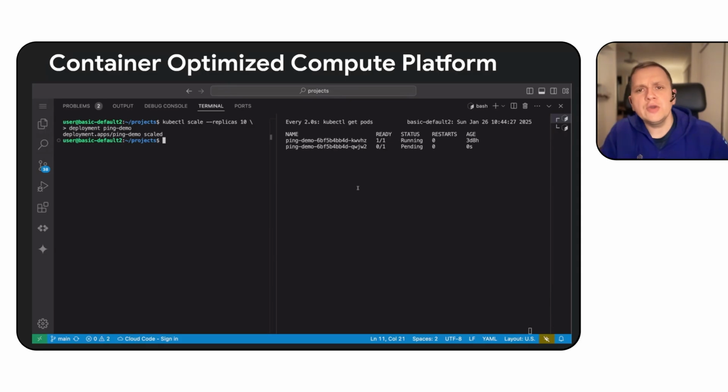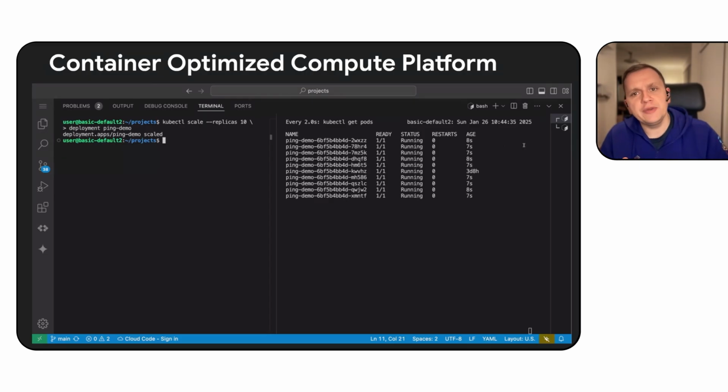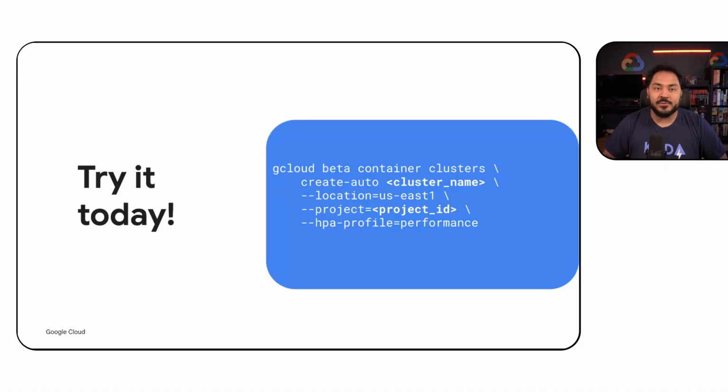And in this demo, you can see the power of the container optimized compute platform. So we start with one pod and we change the replica count from 1 to 10, and you can see how fast the new pods are getting scheduled. You can try out container optimized compute on Autopilot today. All you need to do is create a new GKE Autopilot cluster with HPA profile performance.